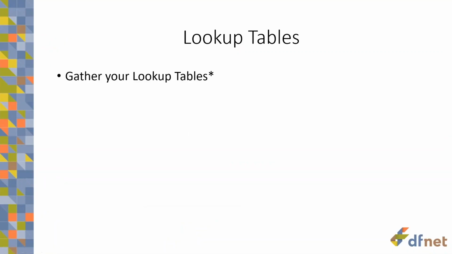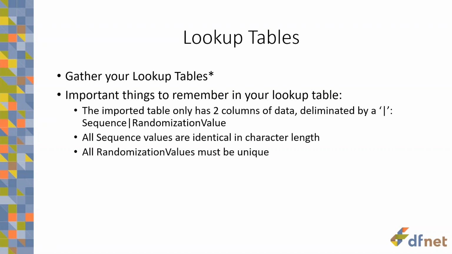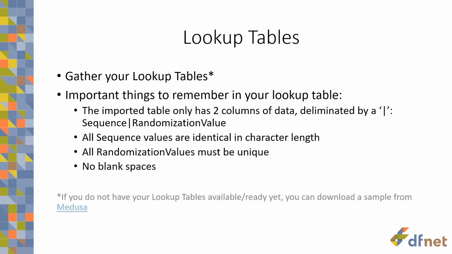Lookup tables. Gather your lookup tables. These are the randomization lists that are going to be used. Important things to remember when you have your lookup table set up is that yours only has 2 columns of data, the sequence value and a randomization value, and they're split by a pipe. All sequence values are identical in character length. I will be showcasing an example of that in the next slide. And all randomization values must be unique and no blank spaces.